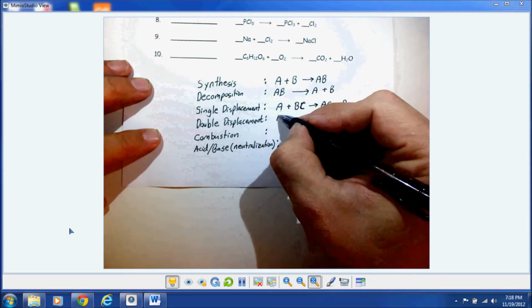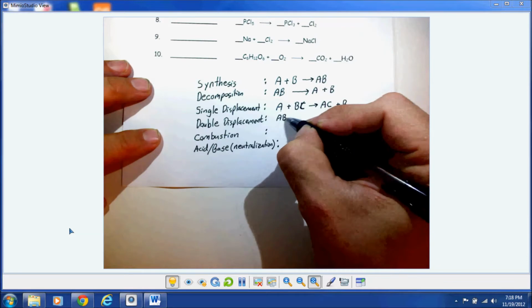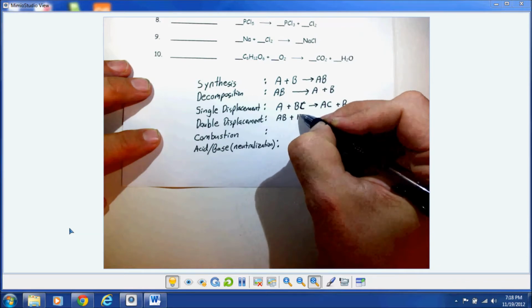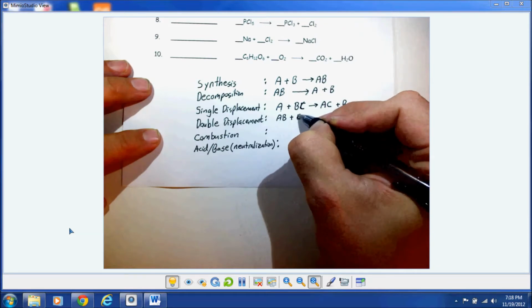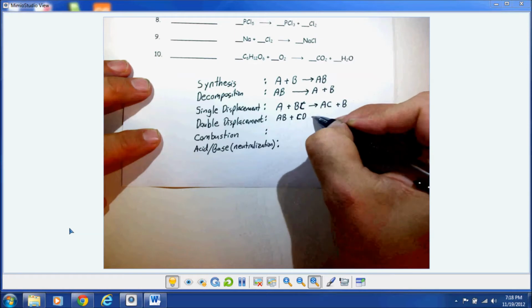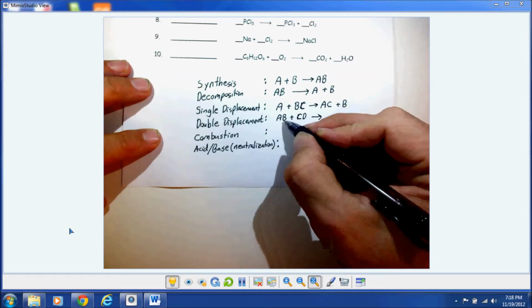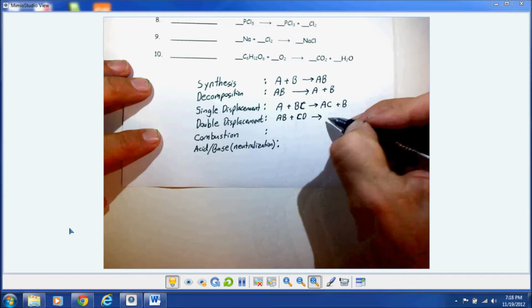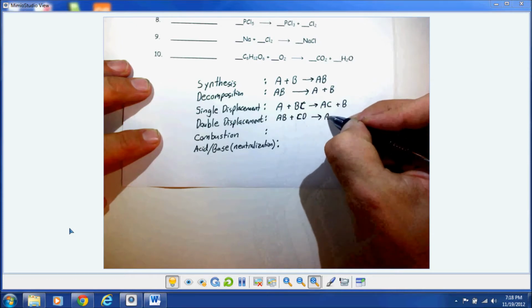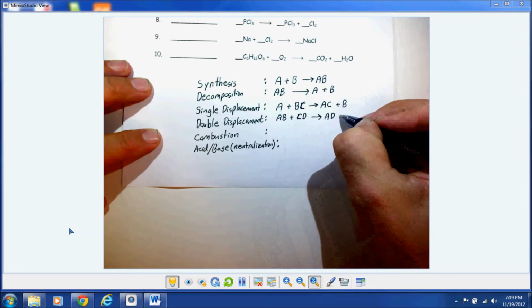In double displacement, the 2 parts of 2 compounds switch places. So A switches places with C, or B switches places with D. We end up with this.